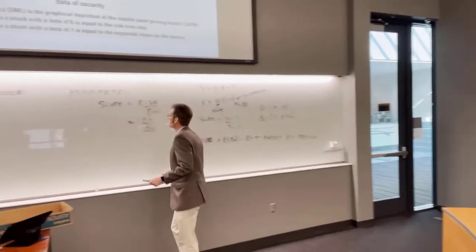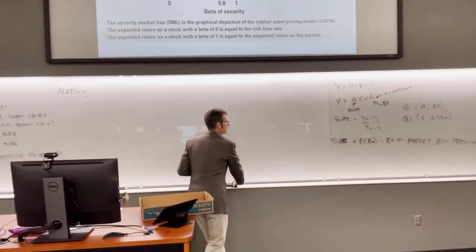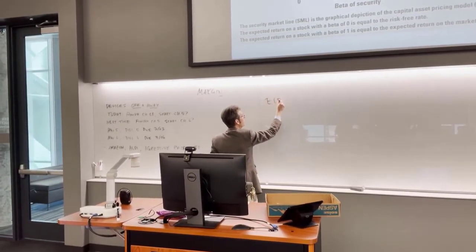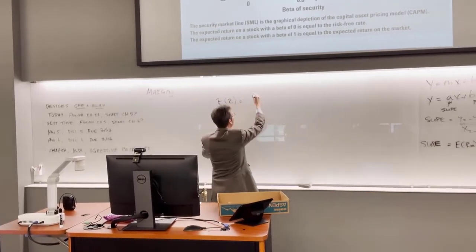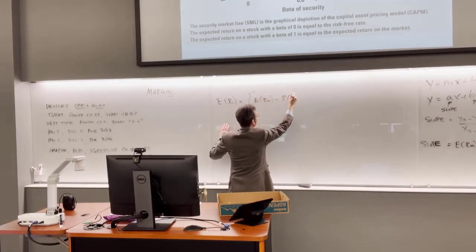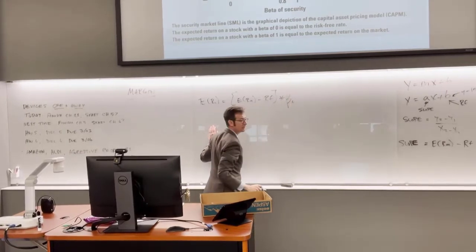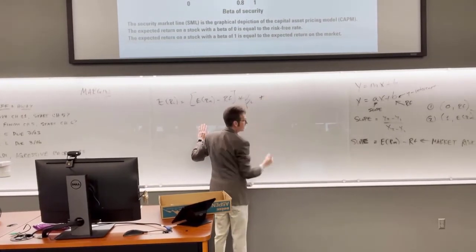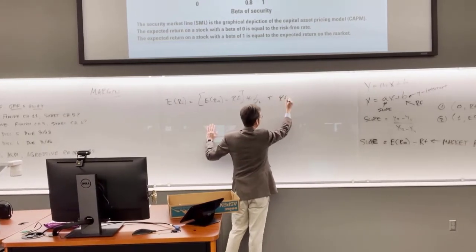Okay, now let's put it all together. Y would be the expected return on the stock. And then we have the slope, which is the expected return on the market minus the risk-free rate times that x-axis, which is beta, and it's going to be beta of the stock, beta sub I, plus, what's the y-intercept? It's the risk-free rate.